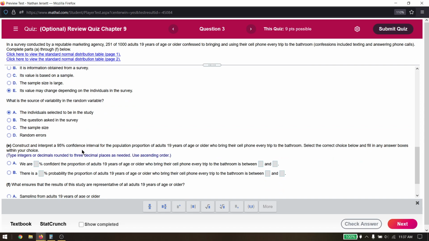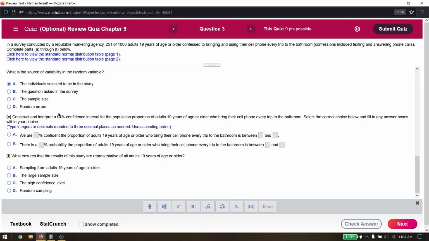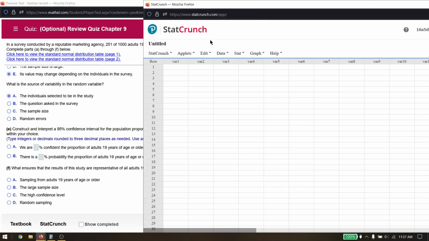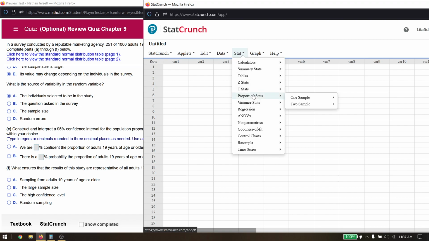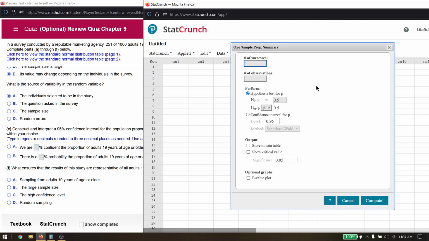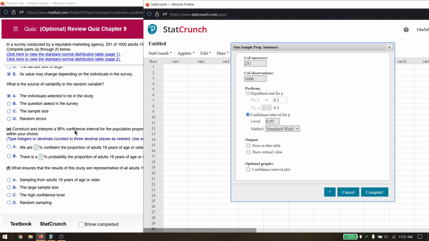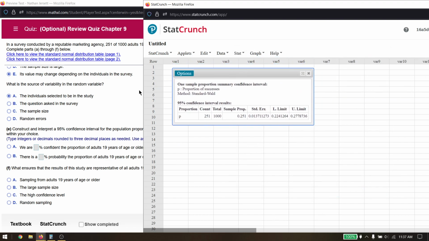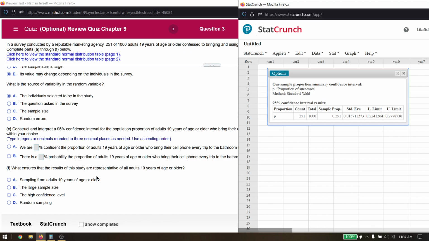Okay, construct and interpret a 95% confidence interval. So this we can use StatCrunch for. We have a proportion, so we can do proportion stats. We do have the summary, not the data. The successes is 251, observations is 1,000, confidence interval of 95%. Do that. And we have our numbers right there.